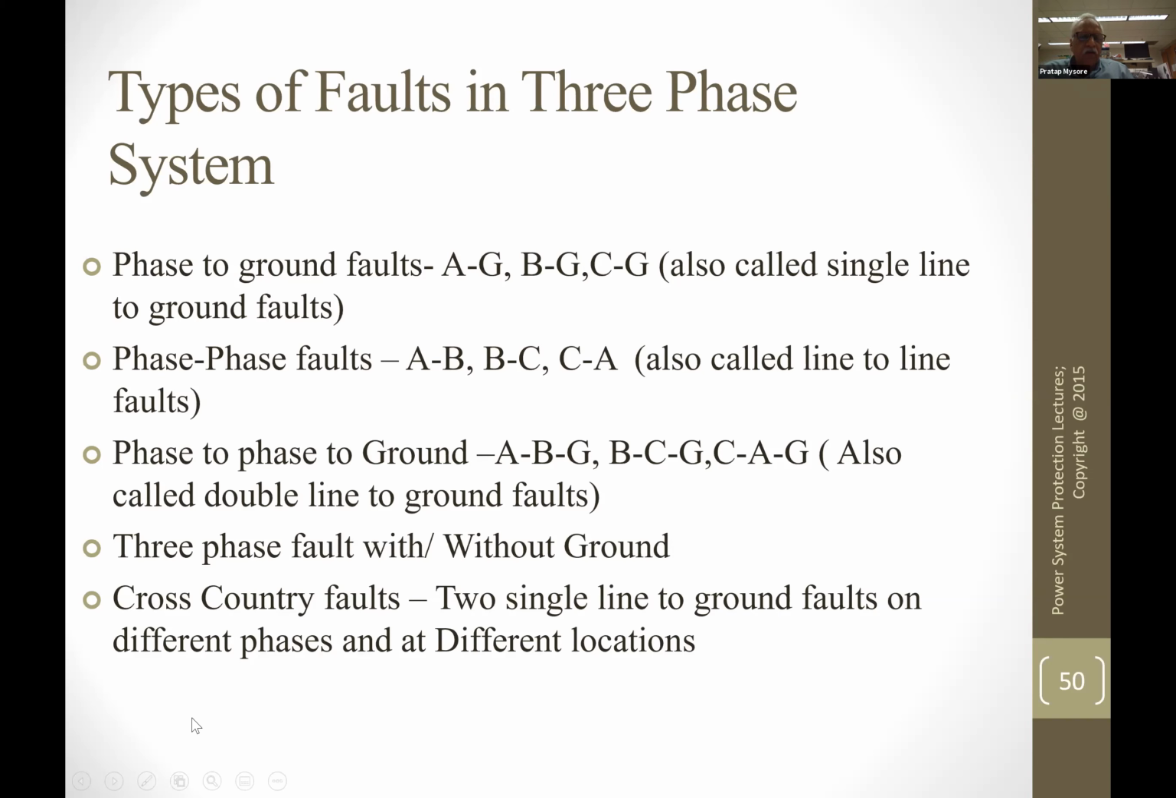And then we have another one called cross-country faults. What happens is, if there is a single line to ground fault at one location, this makes the other two phase voltages get elevated, depending on whether the system is effectively grounded or not. So that is Z0 minus Z1. That value is the one which increases the voltage on unfaulted phases. When this voltage goes up, there might be a flashover at some other point on the line, and then it creates another ground fault. A single line to ground fault at one end on one phase, and another line to ground fault on another phase at a different location. These are called cross-country faults.